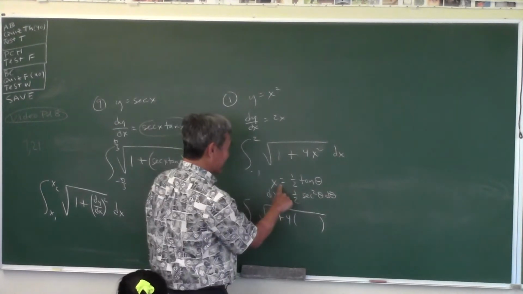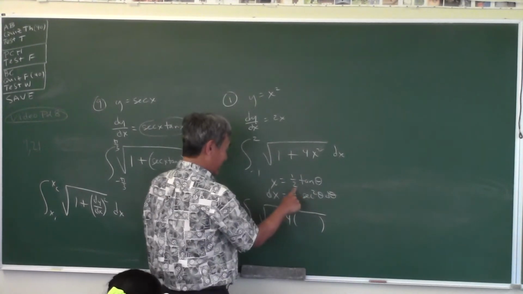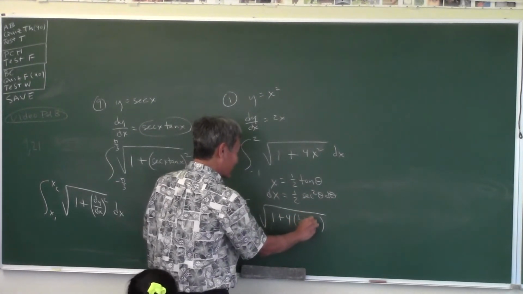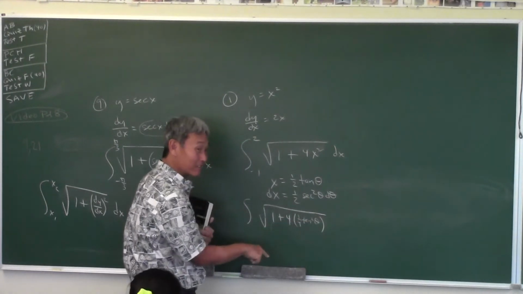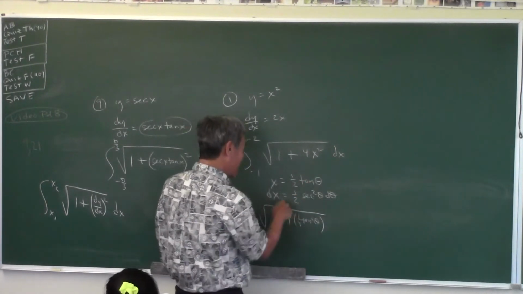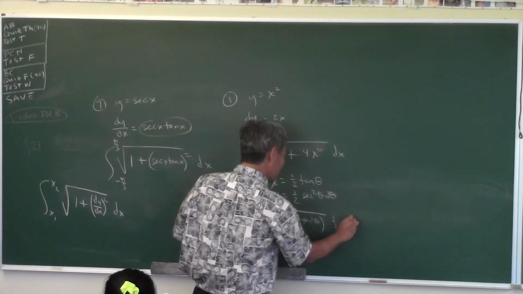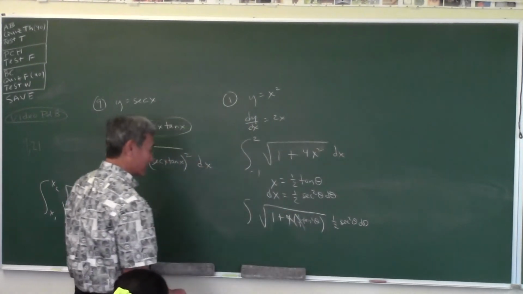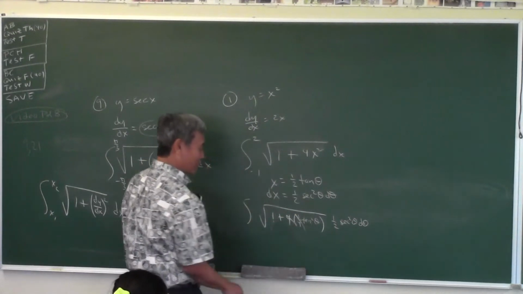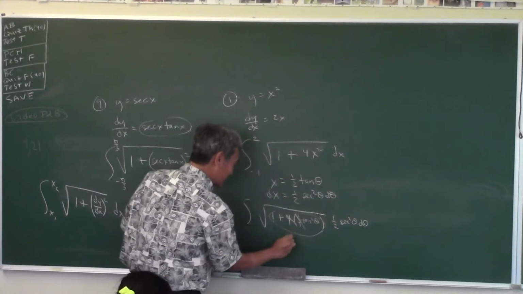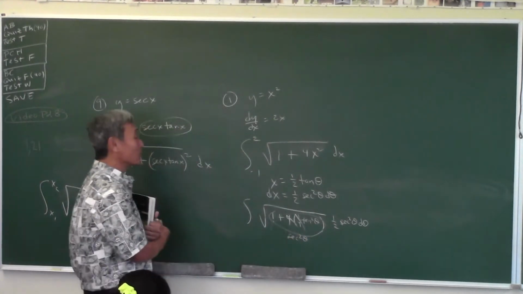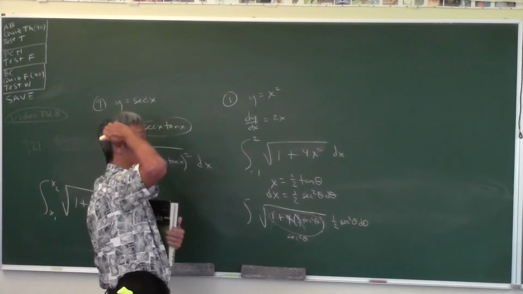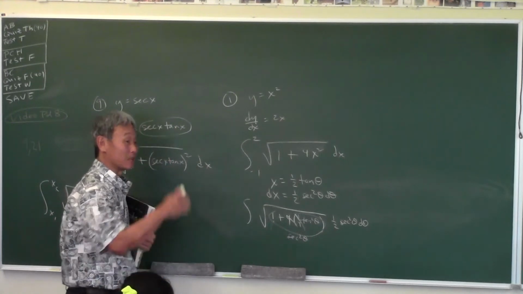Okay, look, if this is x, what is x squared? It's 1 fourth tangent squared theta. See how the 4's cancel out? That's why you put that there. Times dx, which is 1 half secant squared theta d theta. These cancel out. And what is 1 plus tangent squared? Secant squared. So this is secant squared. And what is the square root of secant squared? Absolute value of secant.